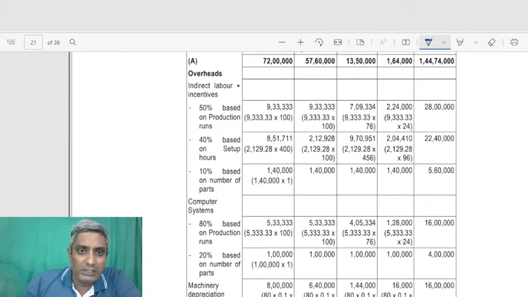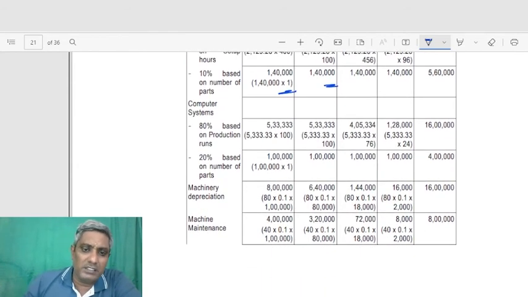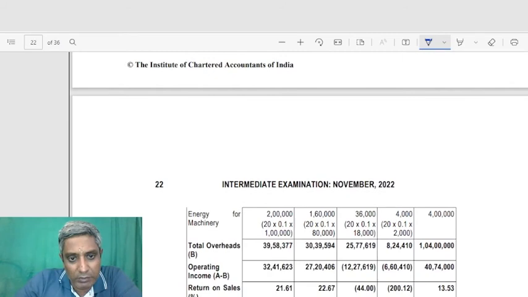Setup time, the costs are allocated accordingly, and 10% based on the number of parts. Okay, so these are all very, very clear. And computer system 80-20 allocation clear. Machine depreciation is 100%, so directly you can do it as per this one. So every calculation is very, very clearly mentioned, students. If you have any doubt in these figures also, please do ask us, because it is directly given. Not much calculation is required. And machine maintenance, yes, this is how you need to arrive. Energy also. So total overheads are arrived.